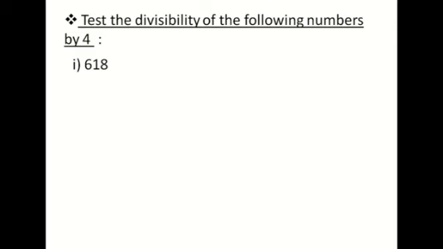The rule says take the ones place and tens place. What is here? In tens place is 1 and ones place is 8. So the number is 18. If that number is divisible by 4, then only the complete number will be divisible by 4. So tell me whether 18 is divisible by 4 or not. 18 is not divisible by 4. So 618 also will not be divisible by 4.